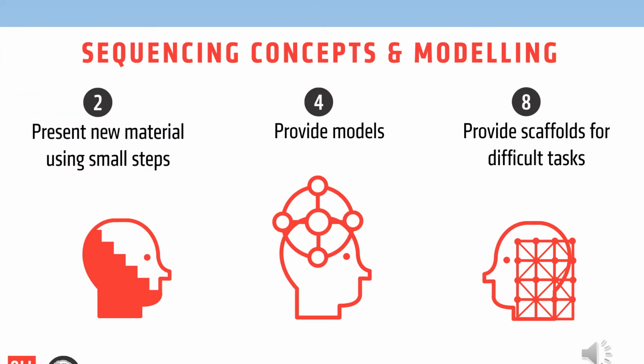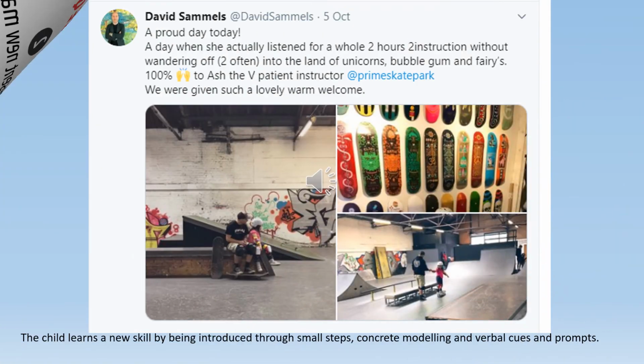Ollie Cav has produced some great simple PowerPoint slides that explain each of the 4 strands really clearly. The first one, sequencing concepts and modelling, so using small steps, providing models and scaffolds. A perfect example is Romana having a skateboarding lesson, learning a new skill through small steps, concrete modelling, and verbal cues and prompts. We will see how Romana gets on in a few minutes.